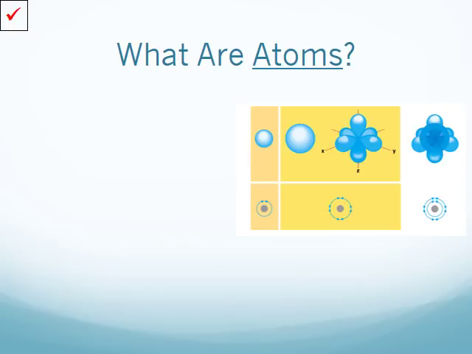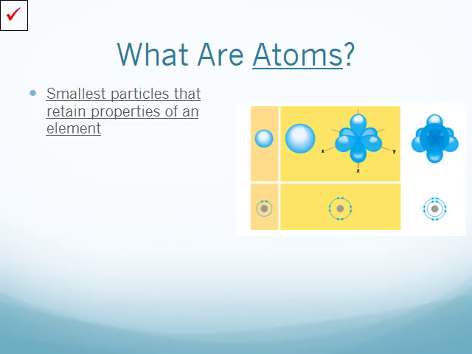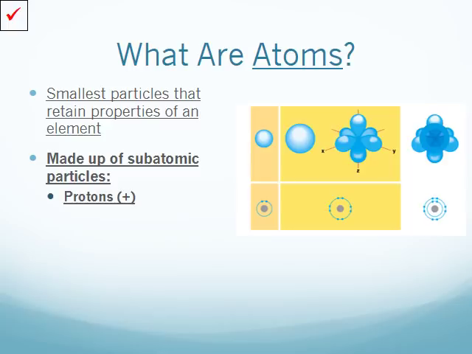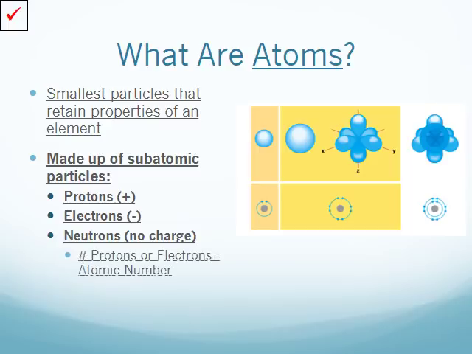Now, we talked earlier a little bit about atoms. So what exactly are atoms? So atoms are the smallest particles that can retain the properties of an element. And these atoms are made up of subatomic particles. We have protons, which have a positive charge and are found inside the nucleus. We have electrons, which are found outside the nucleus, floating around, and they have a negative charge. And we have neutrons, which are found inside the nucleus as well, but these don't have any charge at all.